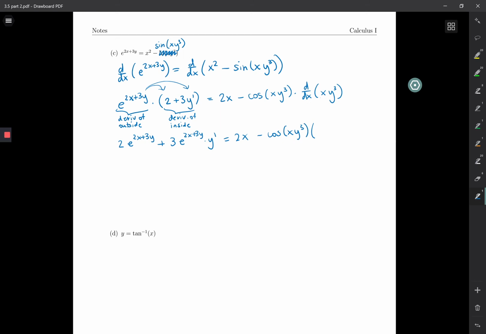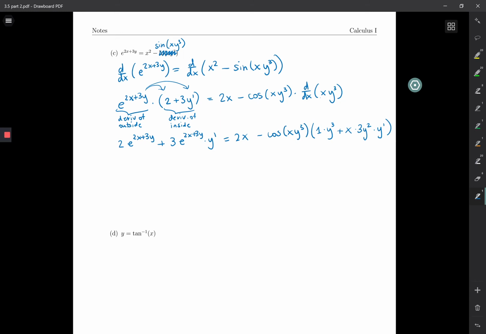As I said, we're using the product rule. So we'll start with the derivative of x, which is just 1 times y cubed plus x times the derivative of y cubed. First we use the power rule. That's going to be the derivative of the outside function, so 3y squared, times the derivative of the inside function, which is y. So this will be y prime. Okay? And now we just want to simplify and solve for y prime.